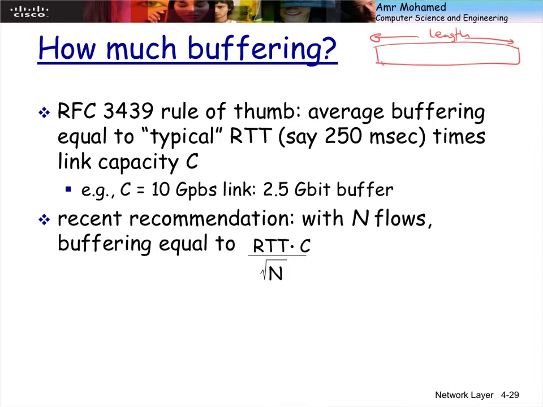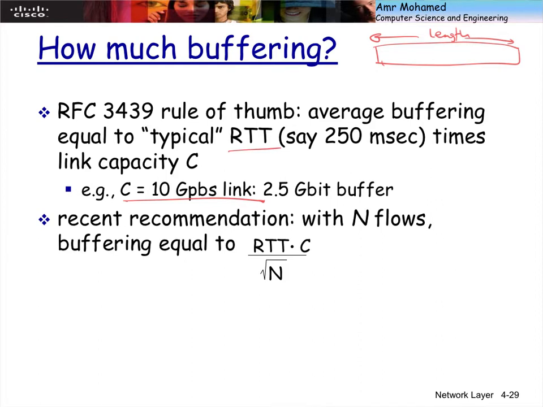But again, we need to have a length, and we cannot have terabytes of buffer or queue. We need to have a limit. So the buffer size is based on 2 things: the line speed, and the round trip time.